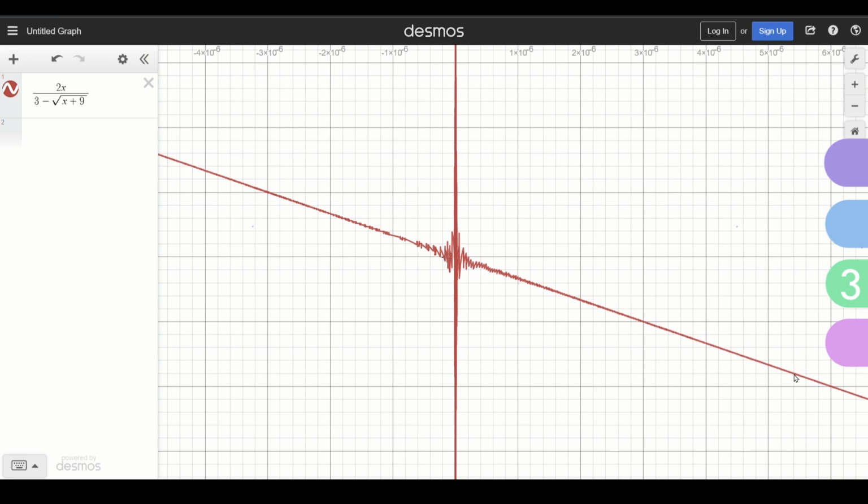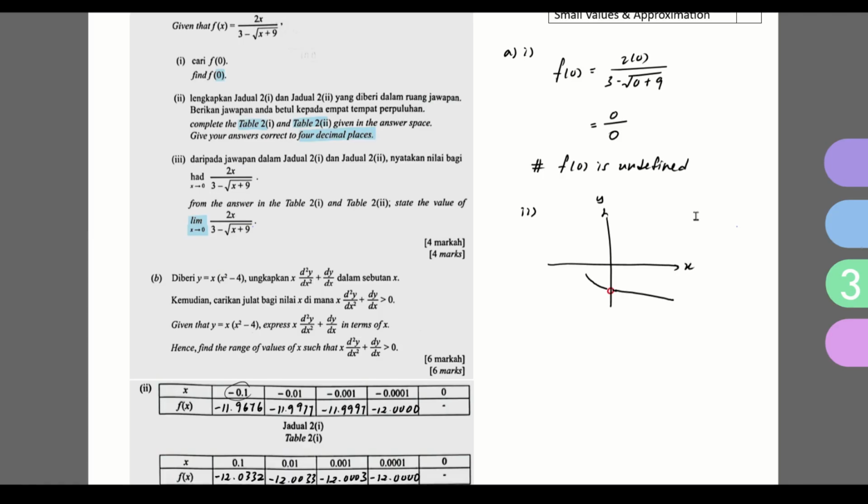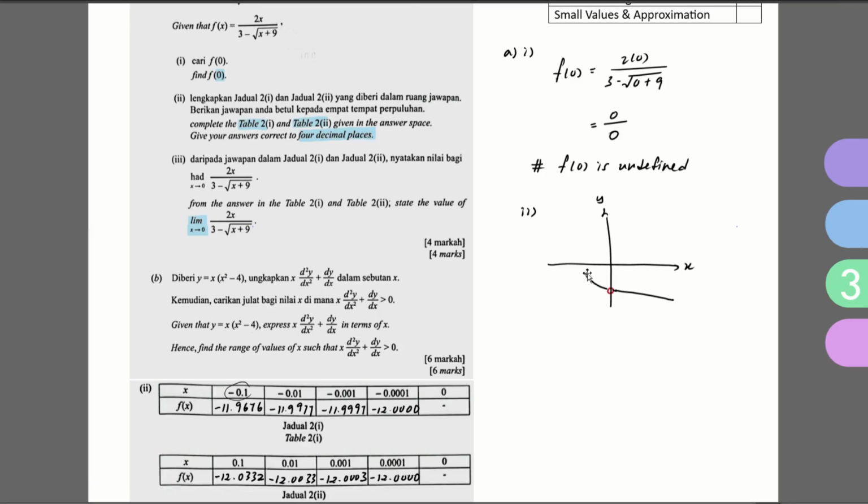So now the question is, can we find the value by using another way? Our graph will look like this. There's a curve, but when it comes to x equals 0, there is a blank spot, because when x equals 0, it is undefined. Another way to help us find the value at x equals 0 is by using the limit method, which is what we did in part 2.